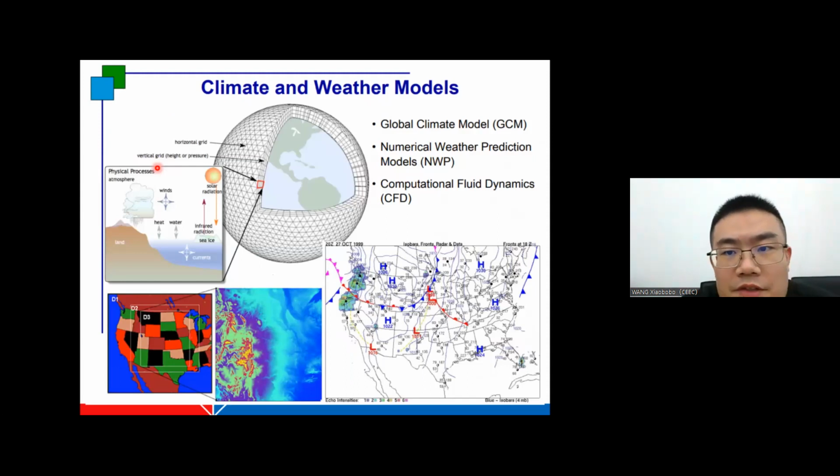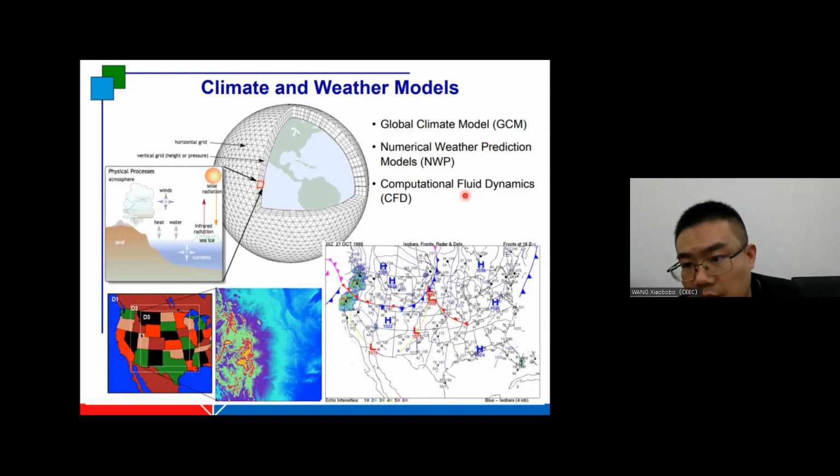Climate and the weather models. So we need to establish the global climate model, especially the numeric weather prediction models and the computational fluid dynamics. In this case, we want to have the estimation of the future wind power generation potential. Secondly, we need to know what type of turbine will be the best fit for the circumstance and the climate or the weather model.